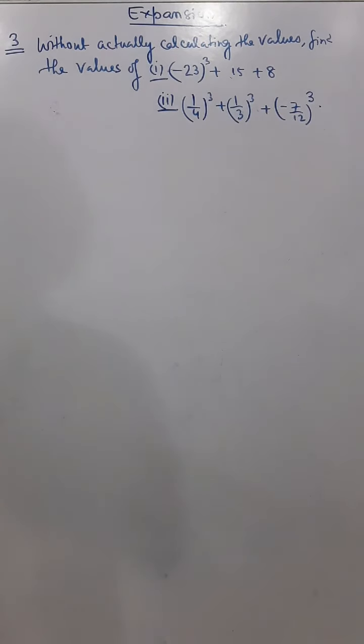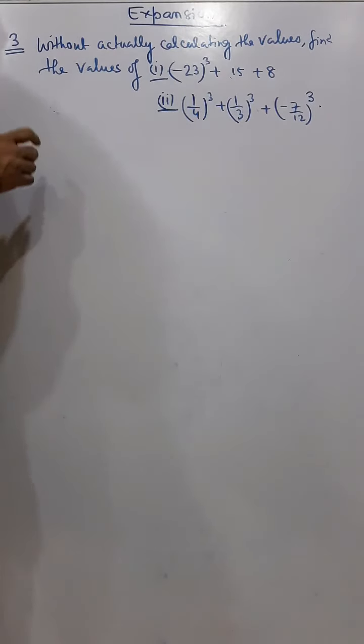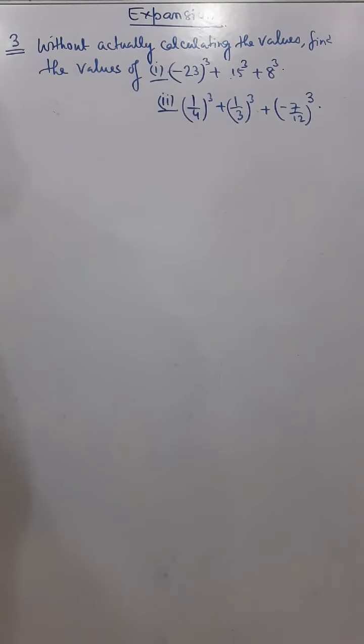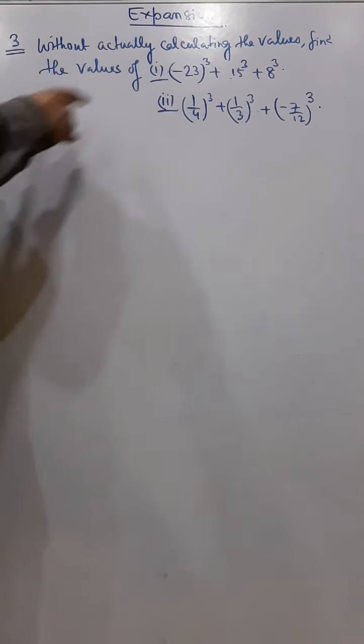Now this sum is related to the previous sum that I told you: if a plus b plus c equals 0, then a cube plus b cube plus c cube is always equal to 3abc. Now what they told is, without actually calculating the values, find the values of this. So this is number 1, this is number 2.